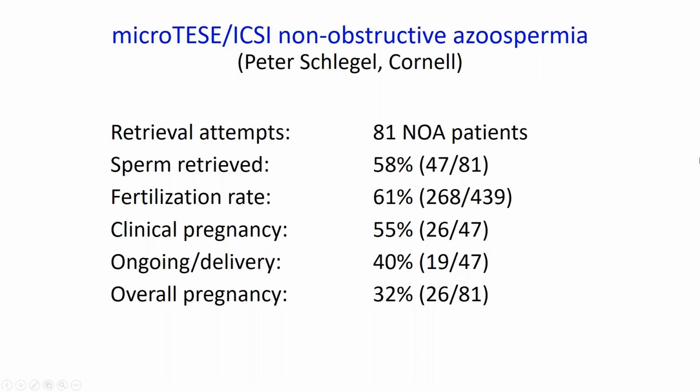So this slide shows an early study from Peter Schlegel, who is one of the pioneers of microtesting in the United States. This is a study in which they recruited 81 patients with that most severe diagnosis of non-obstructive azoospermia, and amazingly, they were able to recover sperm in 58% of cases. The fertilization rate using that sperm was 61%, and the overall pregnancy rate was 32% in that particular study.